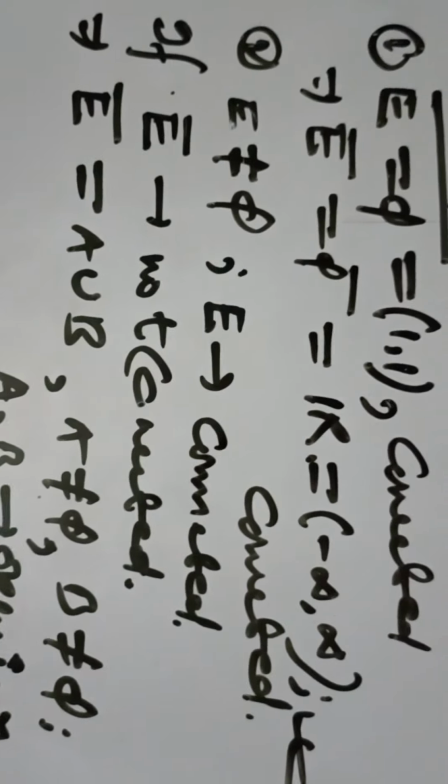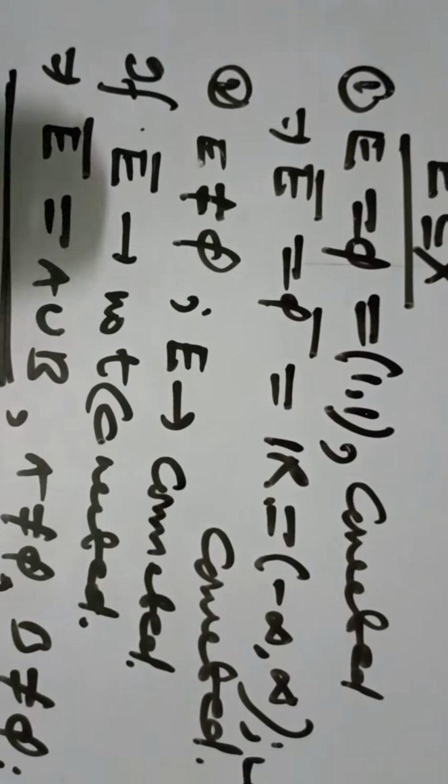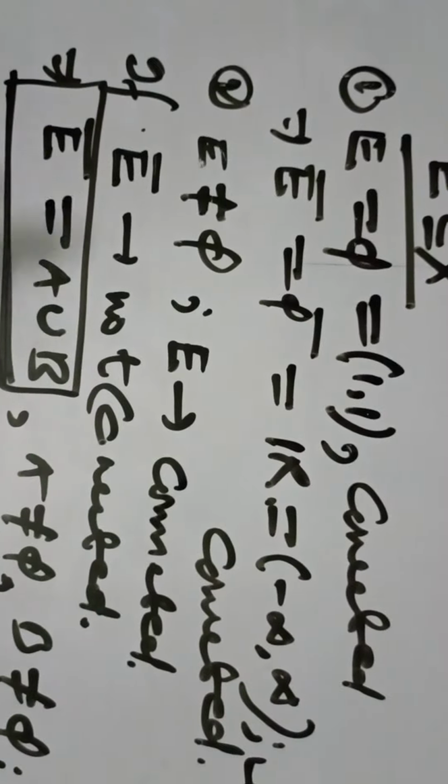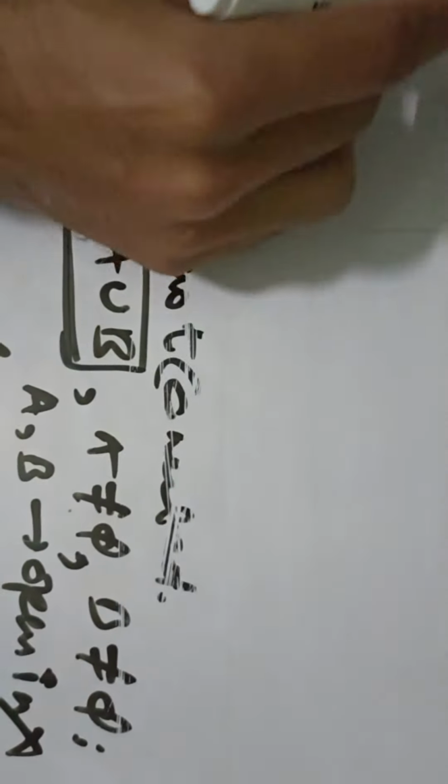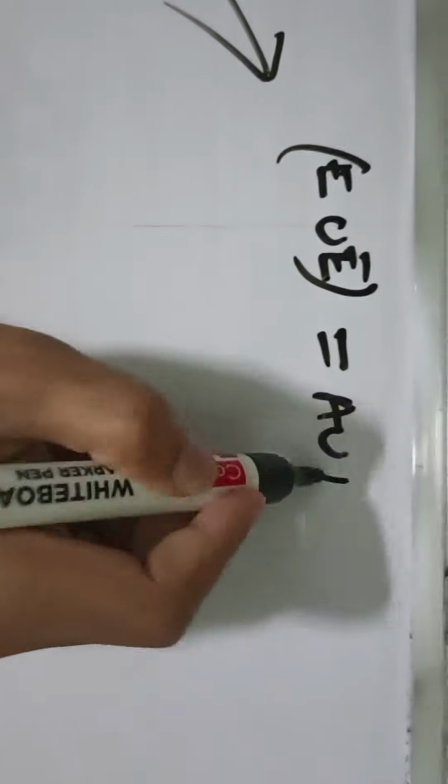Now in this expression, if you take the union on both sides with E, then what can you see? If I take the union with E on both sides, then it becomes E union E bar on the left, and on the right it becomes A union B union E.